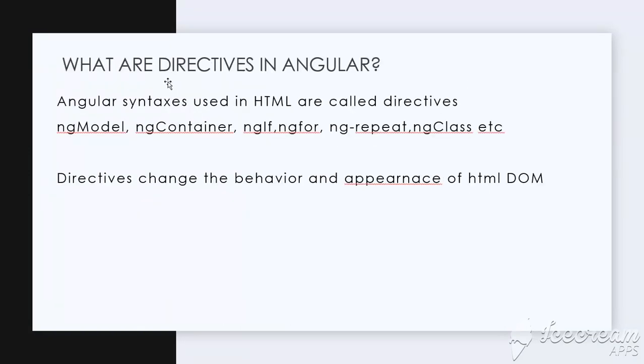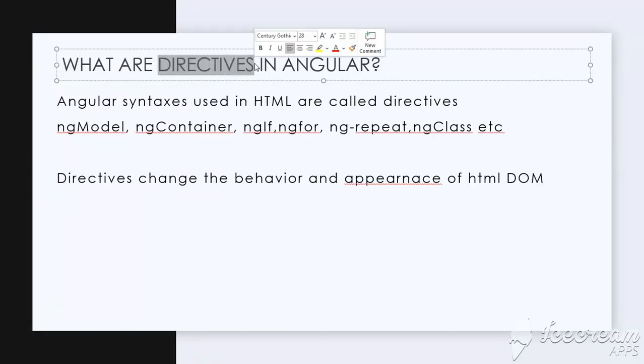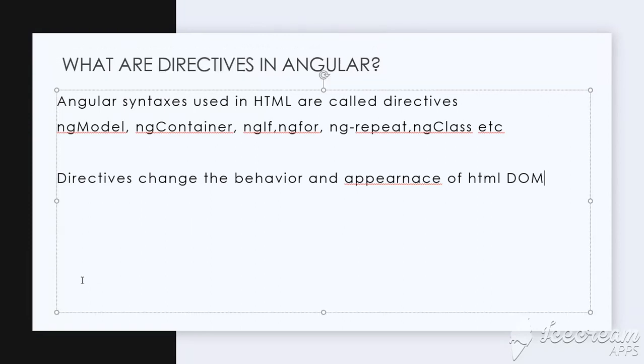What are the different directives in Angular? Directives have two types. I will explain the types in the next slide. But what are directives in Angular? Directives are Angular syntaxes that we use in these HTML pages. It's as if we have for and if statements in normal Java language. So we have, for example, ngIf is a directive, ngFor is a directive, ngContainer is a directive, ngModel is a directive, ngRepeat, ngClass are directives.